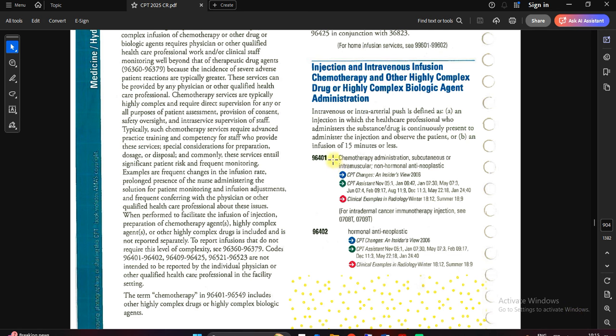As we have discussed, we have two codes here, 96401 and 96402. 96401 is chemotherapy administration, subcutaneous or intramuscular, non-hormonal, anti-neoplastic. 96402 is chemotherapy administration, subcutaneous or intramuscular, hormonal, anti-neoplastic. Anti-neoplastic means against cancer or treatment for cancer. So this is non-hormonal, this is hormonal. In the documentation you need to check whether it is a hormonal or non-hormonal anti-neoplastic drug.